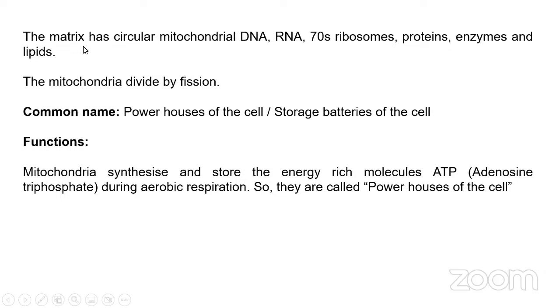One of the important features of mitochondria is that it has its own DNA. It has its own genetic material in the form of circular mitochondrial DNA, RNA, and 70S ribosomes. Plus, some proteins, enzymes, and lipids are present within the mitochondria. Just like bacterial cells, mitochondria divide by the process of fission. As I told, the function of mitochondria is to synthesize and store the energy-rich molecule ATP, that is adenosine triphosphate, during aerobic respiration. Therefore, they are also called the powerhouse of the cell. So this was about the organelle mitochondria.